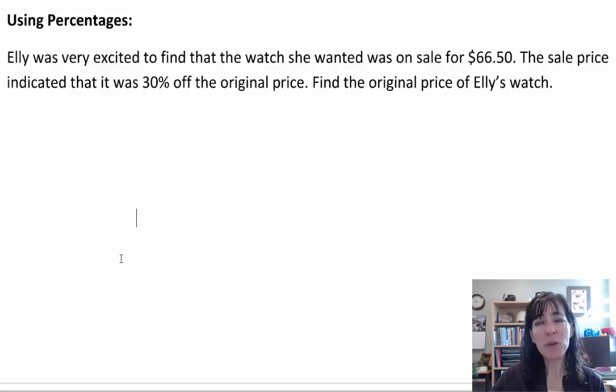One more example, and this one is using percentages. Ellie was very excited to find the watch she wanted was on sale for $66.50. The sale price indicated that it was 30% off the original price. Find the original price.